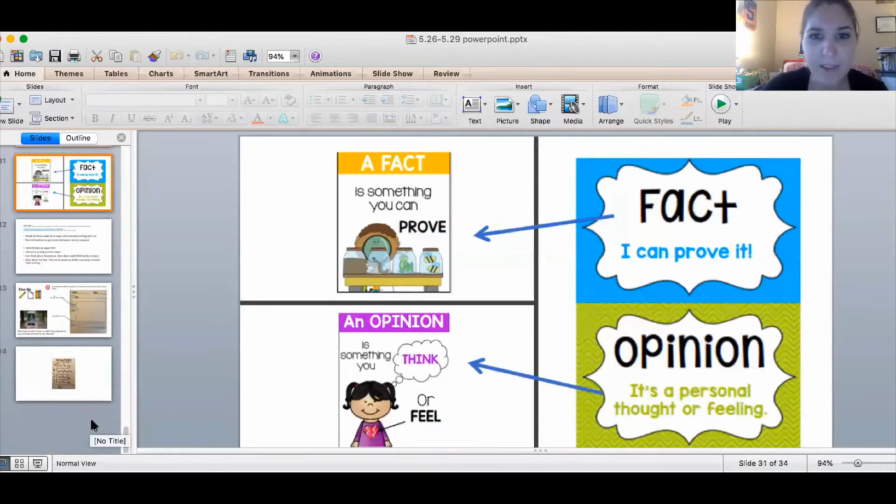And I keep saying facts. Well, remember, a fact is something that you can prove. It is different than an opinion. An opinion just means it's something that we think or we feel about a different topic. That's not what we're doing with informational writing. With informational writing, we're focusing only on the facts, only on things that you can prove about it.